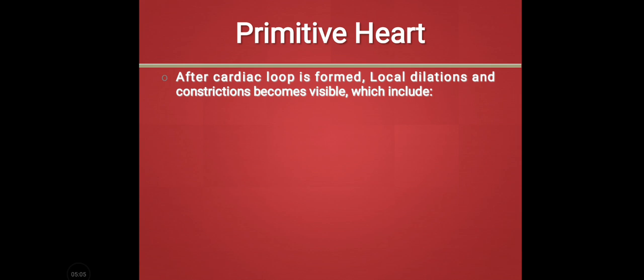Now, first we have angioblast cells join each other to form angioblast cord. This cord acquired lumen to form heart tubes. These heart tubes fuse together to form single heart tube. This single heart tube becomes elongated and bends to form cardiac loop, and this cardiac loop acquires local dilatation and constriction and is known as primitive heart.